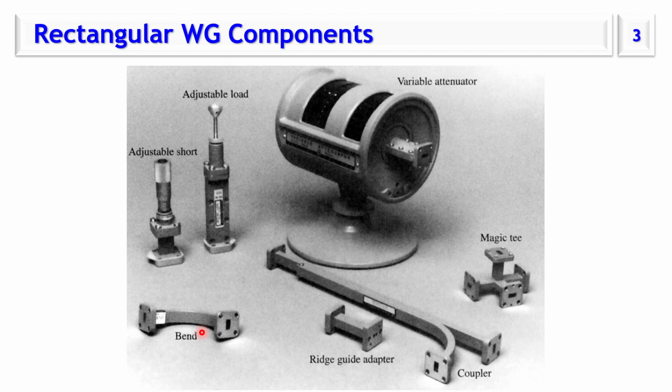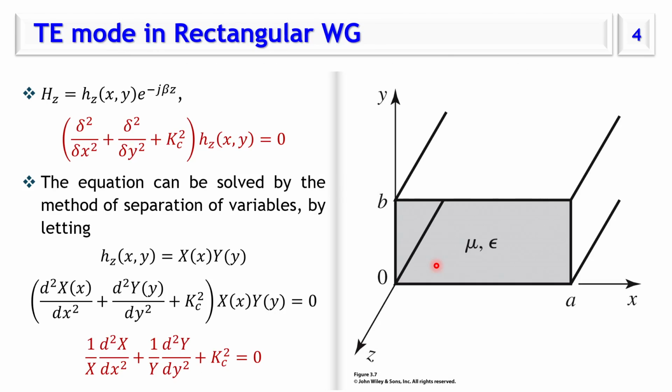So those are some shapes of different components that are based on rectangular waveguide, like the coupler, bend, attenuator, adjustable load, magic T, and so on. The rectangular waveguide has a uniform rectangular cross section in the XY plane. For the analysis, we'll assume it's in the XY plane, and the waveguide is extending along the Z axis.